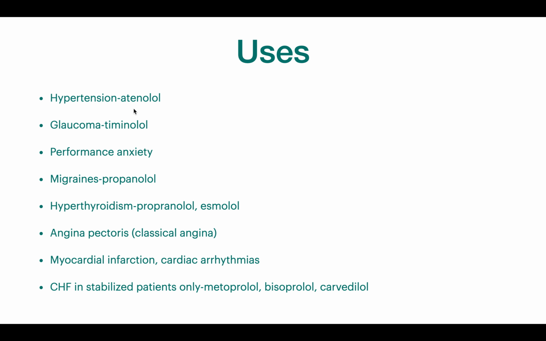Hypertension used to treat, you use atenolol to treat hypertension, timolol to treat glaucoma and performance anxiety, and in migraines, propranolol is a prophylaxis. Hyperthyroidism is going to be treated using propranolol and esmolol, and classical angina or angina pectoris, myocardial infarctions, cardiac arrhythmias. CHF in stabilized patients only, so these beta blockers are going to be very useful.